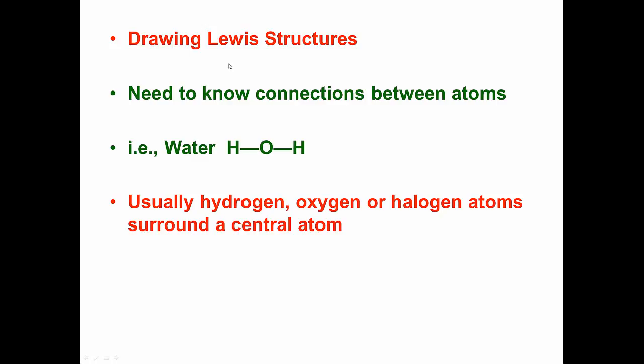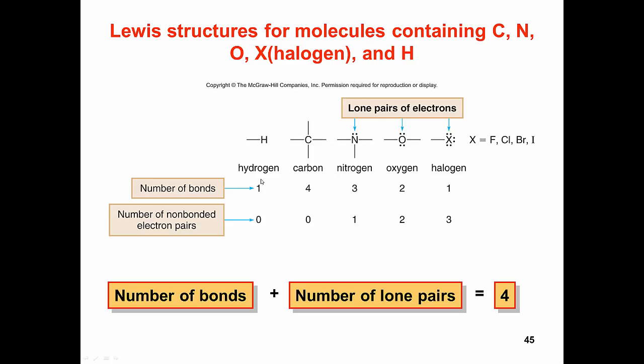So we're going to learn how to draw Lewis structures. In order to draw them, we need to know the connections between the atoms. So for water, we need to know that the hydrogens are bonded to the oxygens. So in other words, we don't have 2 hydrogens bonded together. Usually, hydrogen, oxygen, or halogen atoms like chlorine, bromine, and iodine atoms will surround the central atom. So let's take a look at some of these Lewis structures.